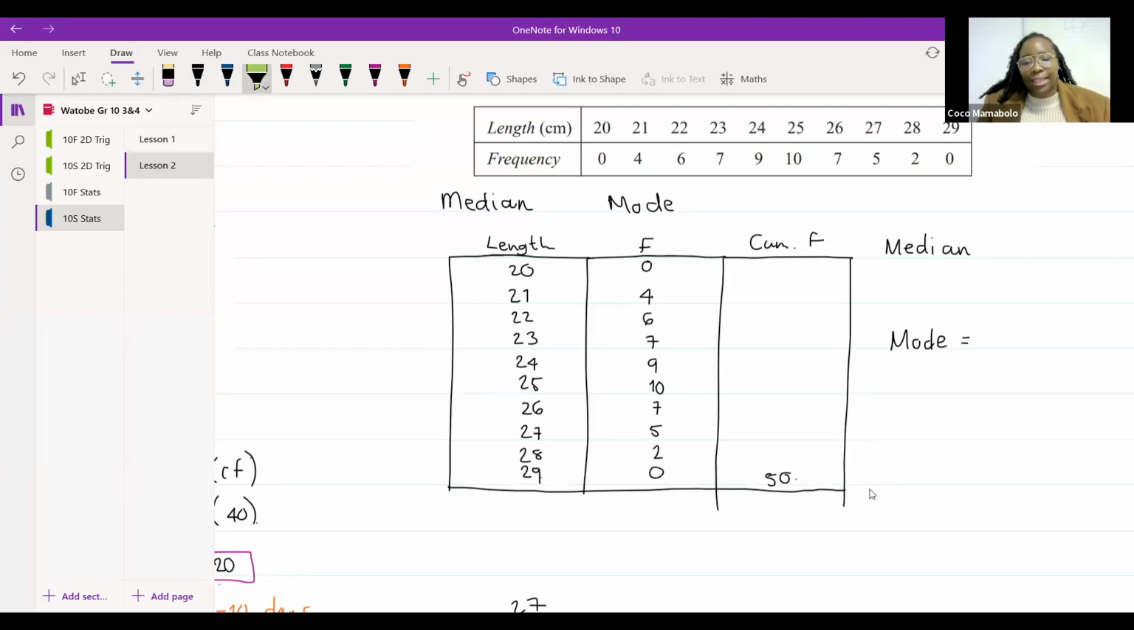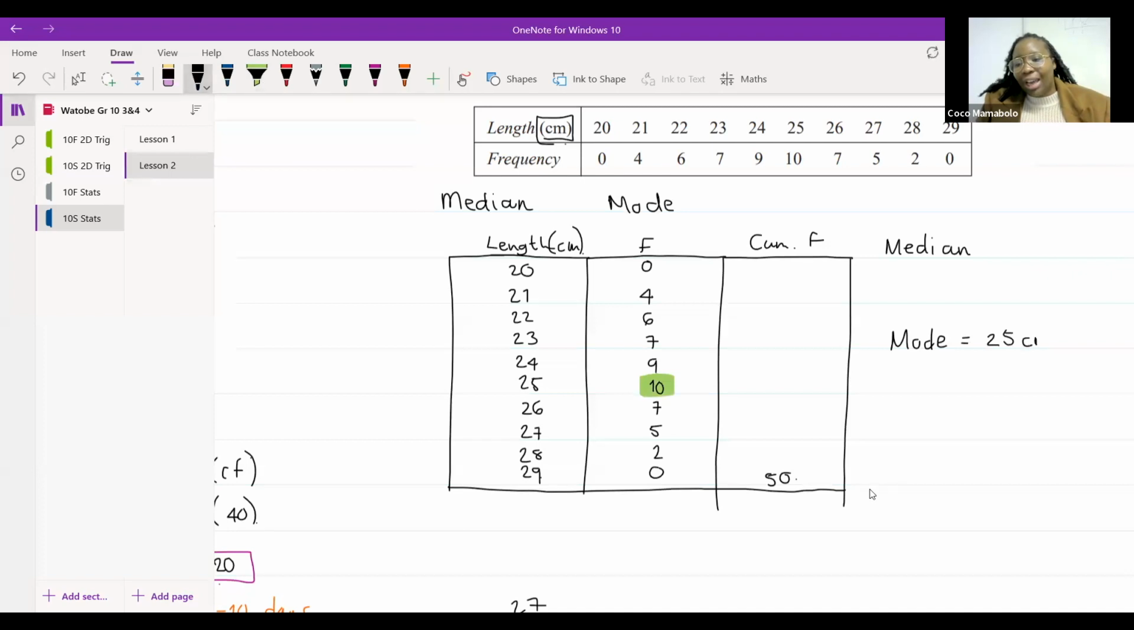Good, excellent. But remember, Anna, your answer needs to be in centimeters because it's length in centimeters. Right, so your mode, we know that mode is the thing with the highest frequency. That's going to be 25 centimeters. We're already done with that one.